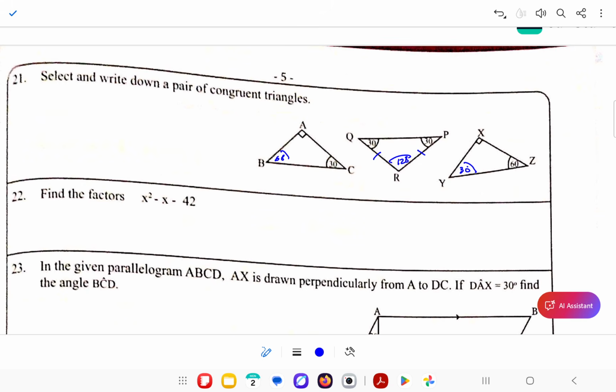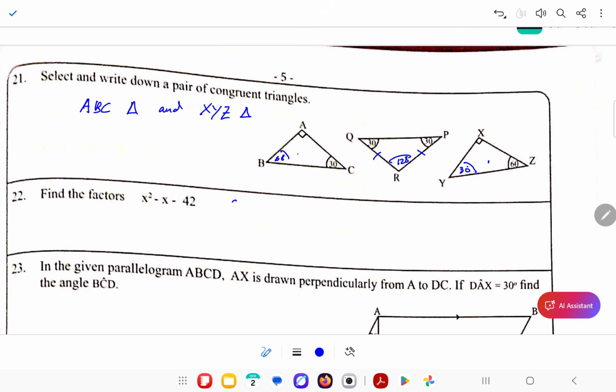So the only two triangles that can be made congruent are the ones with the same angle: triangle ABC and triangle XYZ. We can't do anything with the isosceles one and the other two. So these are the two that can be made congruent. Right. Then 22, find the factors.